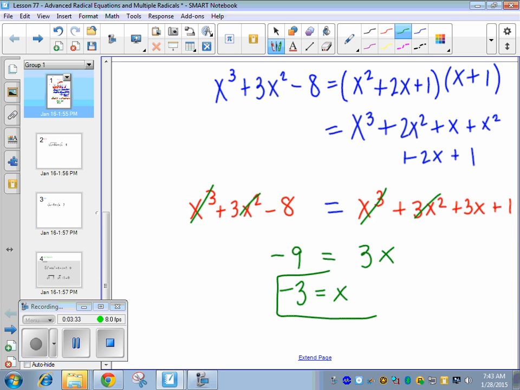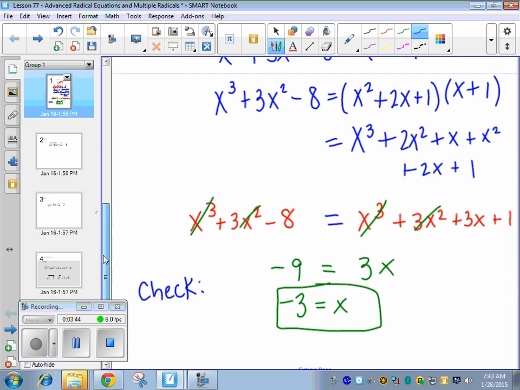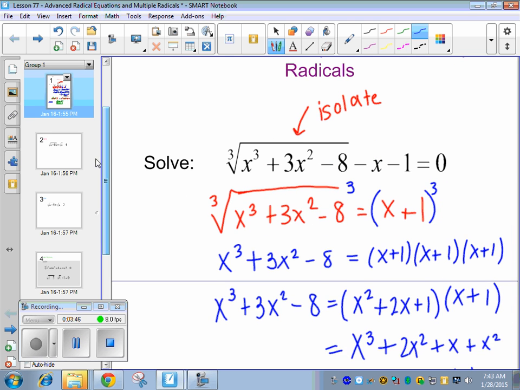Okay, what do you always have to do on these problems that a lot of people lost points on the last test when they didn't do this? Check. Okay, on the homework, I want you to show at least part of the check so I know you did it. Okay, so if I come back up here and check it, what is negative 3 cubed? It is negative 27.